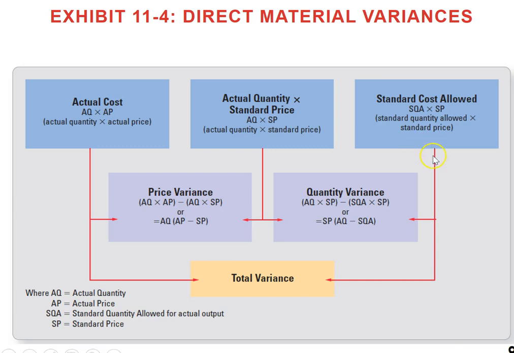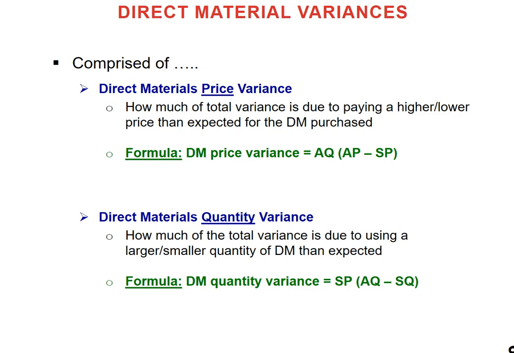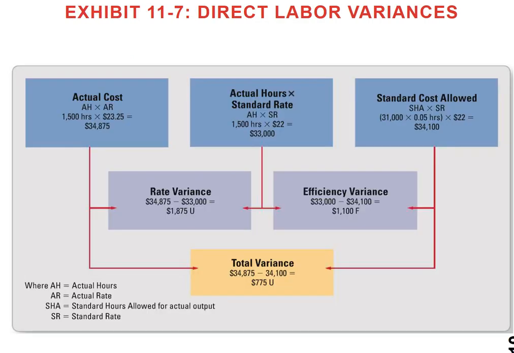Now again, if you check the quantity variance, you will see here AQ times SP minus SQ times SP. So if you take SP out, you will have AQ and SQ within your bracket. And here the main difference is the quantity, so you call it a quantity variance. You can also express it in a short equation format, and this is how you calculate your direct material variances. Now let's take a look at the direct labor variance.